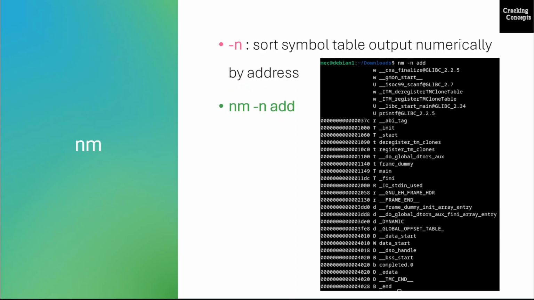Next option -n is used to sort the symbol table output numerically by address rather than alphabetically by symbol name. The command is nm -n add. This being the sample output. Here we have the hexadecimal memory offset.